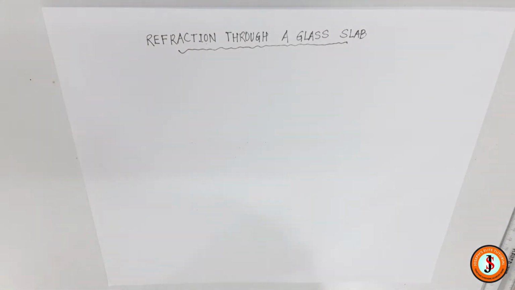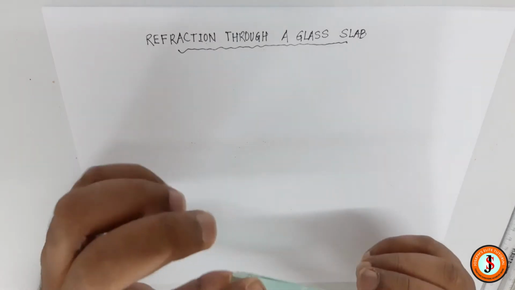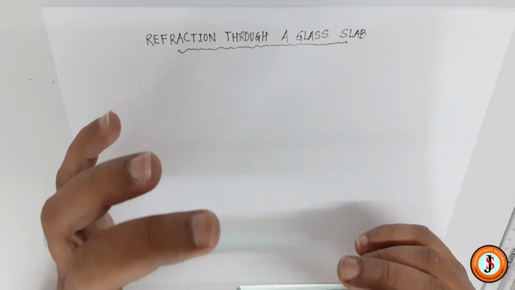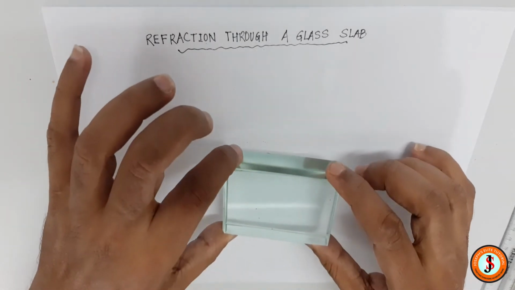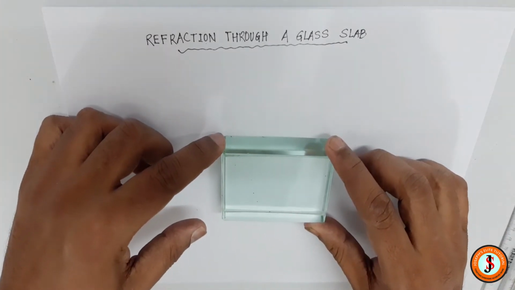Okay, children, here we are going to study refraction through the glass slab. So I'll show you a glass slab. This is a glass slab. You can see it. It's a rectangular transparent material made up of glass. Refraction means change in the direction of path of light.